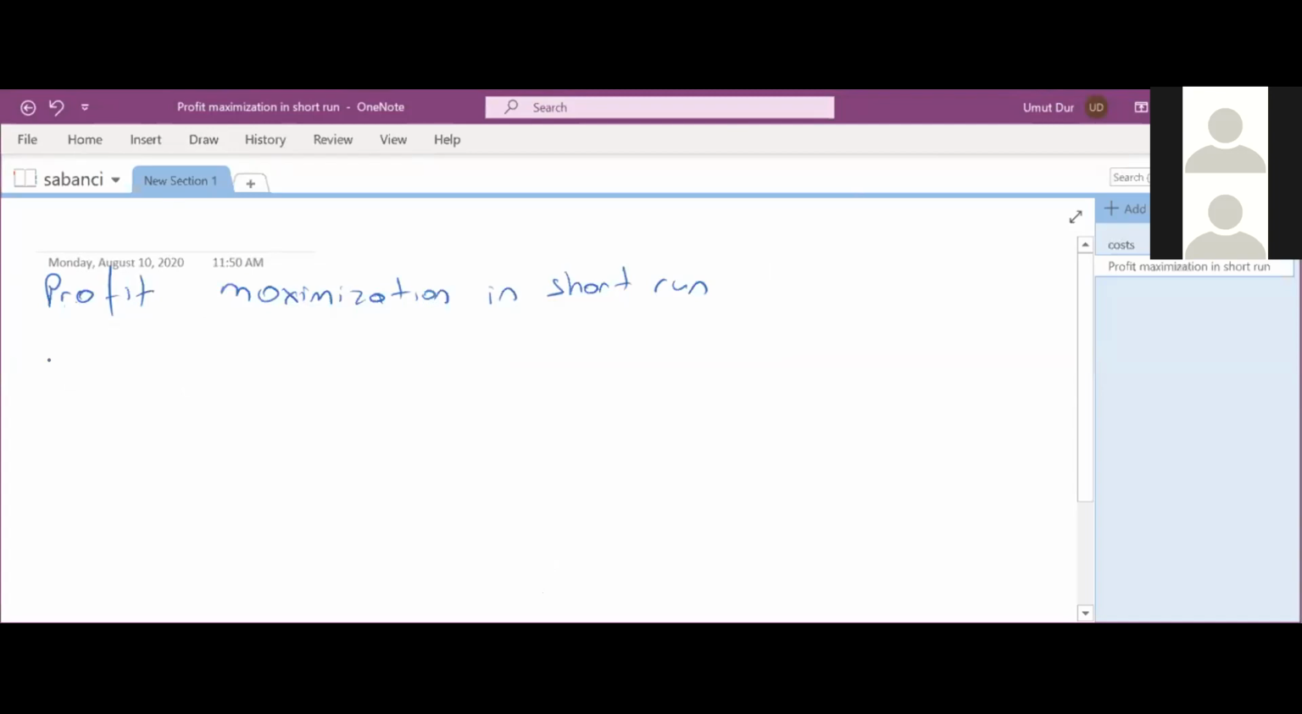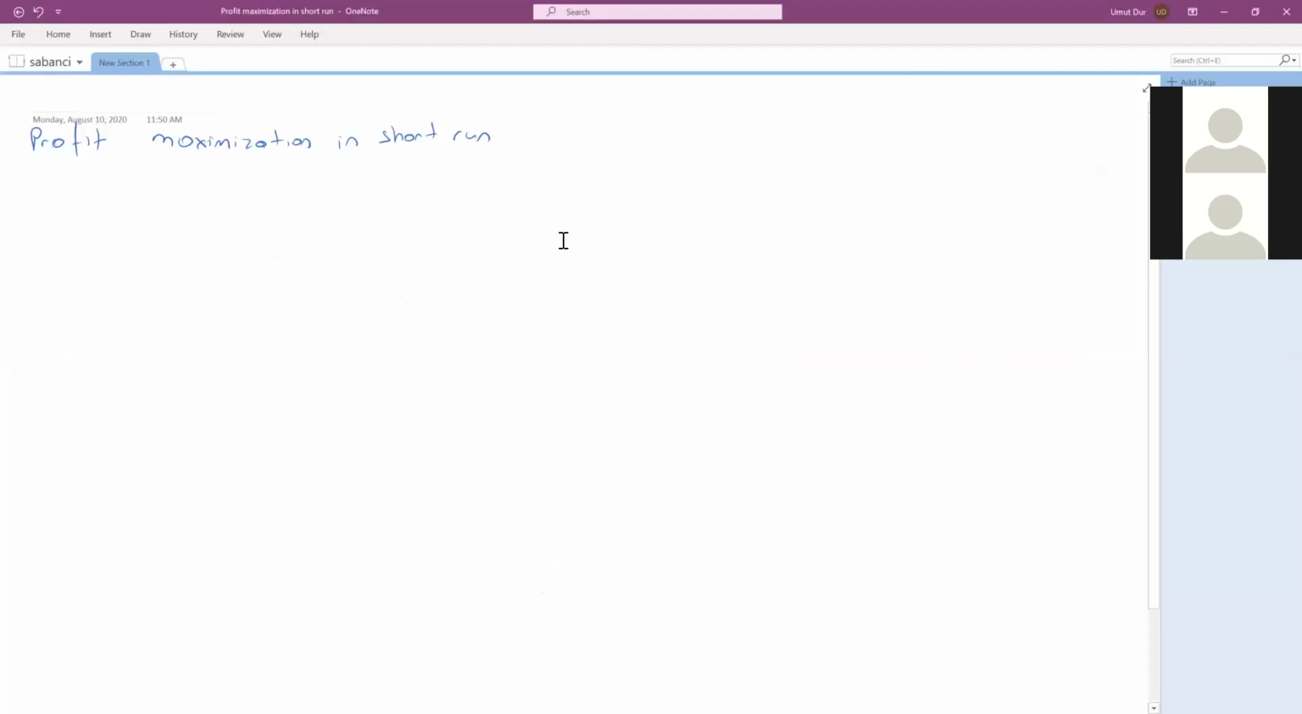So let's continue. Sorry for the disruption again. Okay. So basically we were talking about the profit maximization. And the profit maximization basically, what we mean by the profit is the profit depending on the quantity, and it is price times quantity minus the cost depending on the quantity.